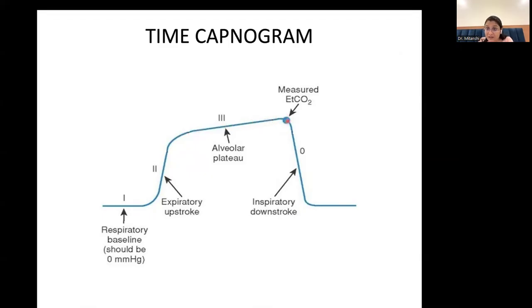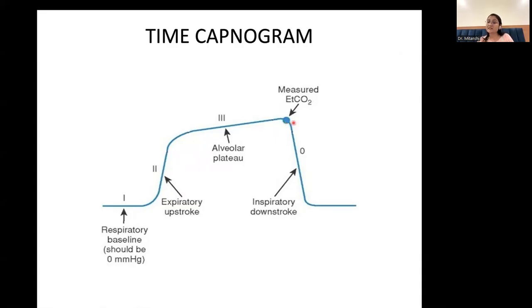And this is the point where end tidal CO2, my tidal volume is now at its end capacity, and it will contain EtCO2 at its maximum levels. And then again, my breathing starts, and now again I inspire. I start my inspiration. I've expired all of my air. Now I again start inspiration.